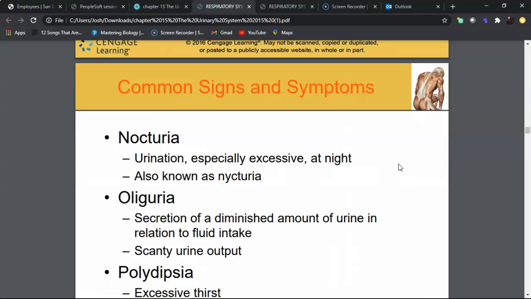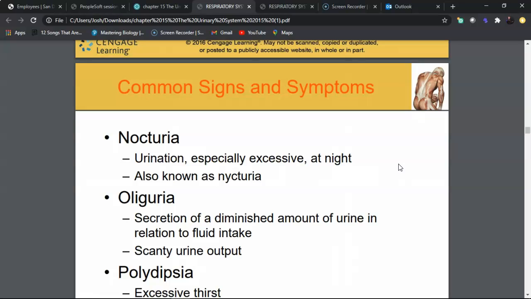Sometimes women will get this. There are certain kinds of incontinence that will cause nocturia. If men have prostate issues and there's pressure on the urethra, I'm sorry, not the ureter, the urethra, that can cause nocturia. Or if someone drinks a ton of liquid before they go to bed, that can cause nocturia as well.